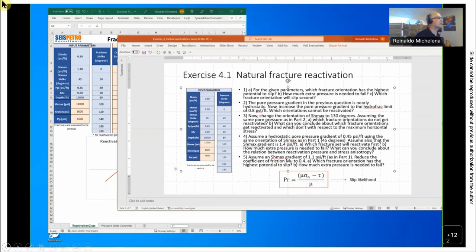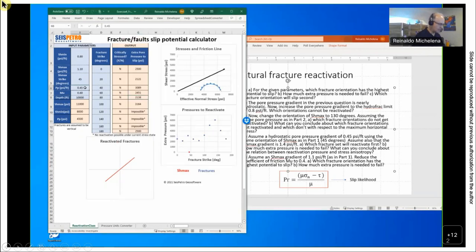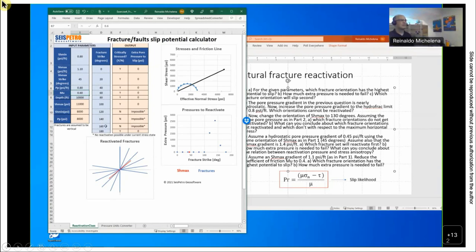So we come here to the spreadsheet and we put the pore pressure to the maximum it can go, which is 0.8. 0.8 is the minimum horizontal stress. You cannot go beyond that. What you see is that all these fractures will reactivate, which are all these blue ones, but there are some that will tell you impossible. So no matter what you do, these fractures here at 120, 140, 160 won't ever get reactivated. So yeah, that's the answer.